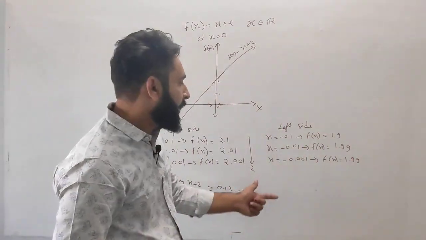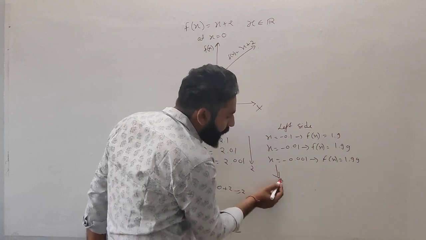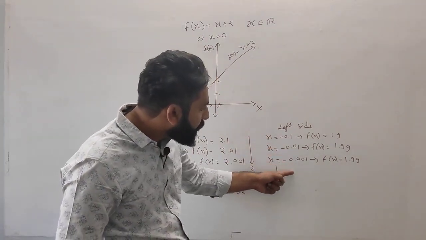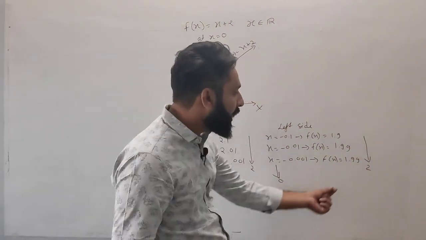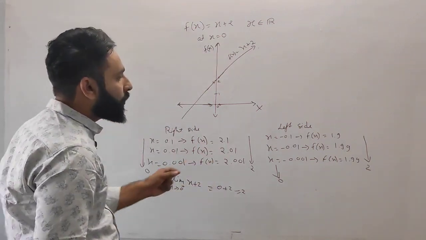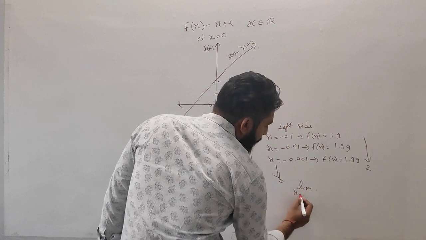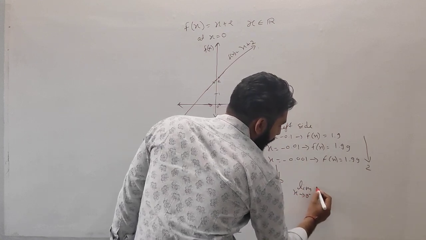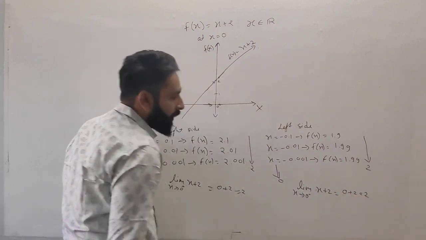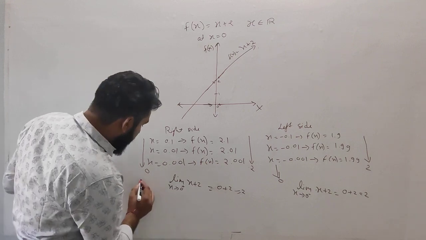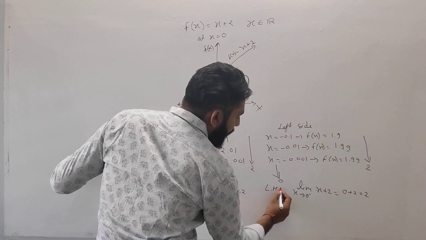In this case we also see that when x tends to 0, x is small and close to 0, so we find the value f of x is close to 2. This is the nearest value to 2. So we say that limit x tends to 0 minus of x plus 2, 0 plus 2, is equal to 2. In this case, this is called the right hand limit, and this is called the left hand limit.